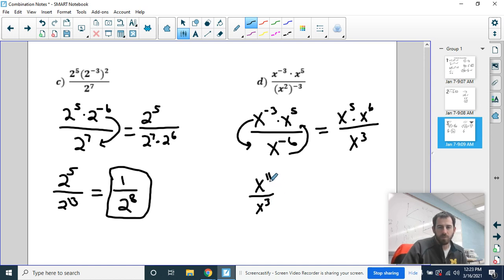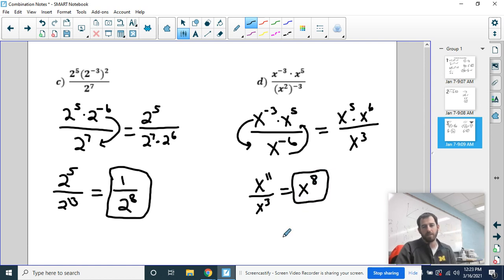And then my next rule, I need to subtract my exponents. So 11 minus 3 gives me x to the 8th. Again, another way to say is how many more x's are on top? Well, there's 8 more on top. So I have x to the 8th. Okay, and that is it for this. You'll have a practice to follow it. And yeah, see how it goes.